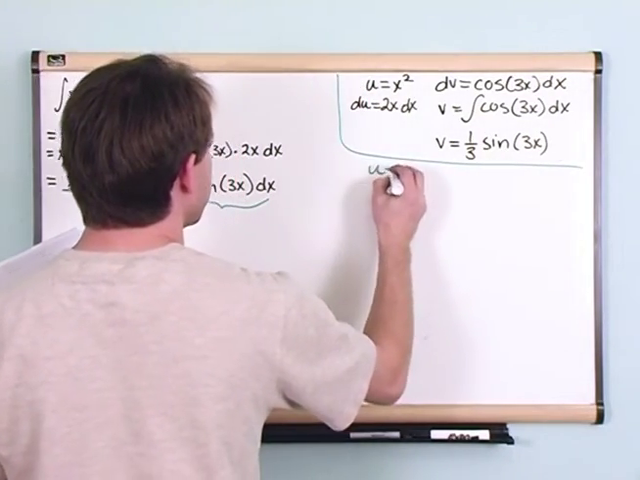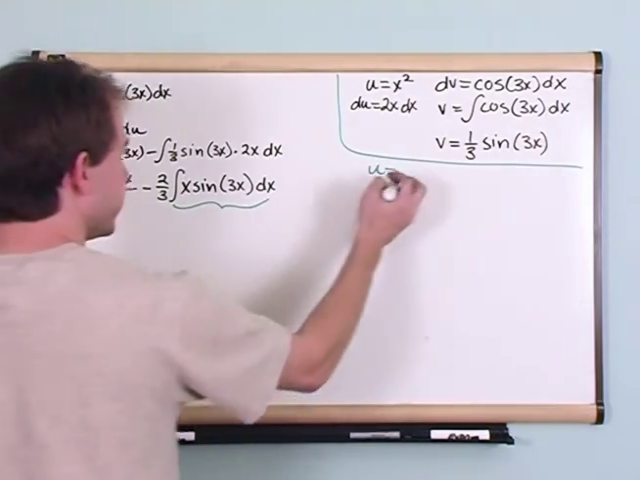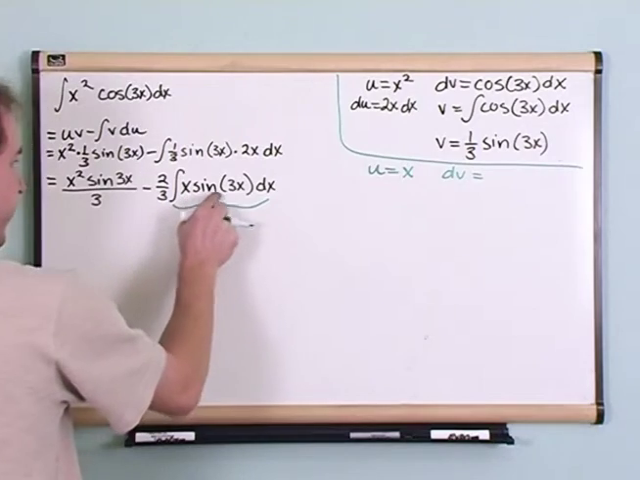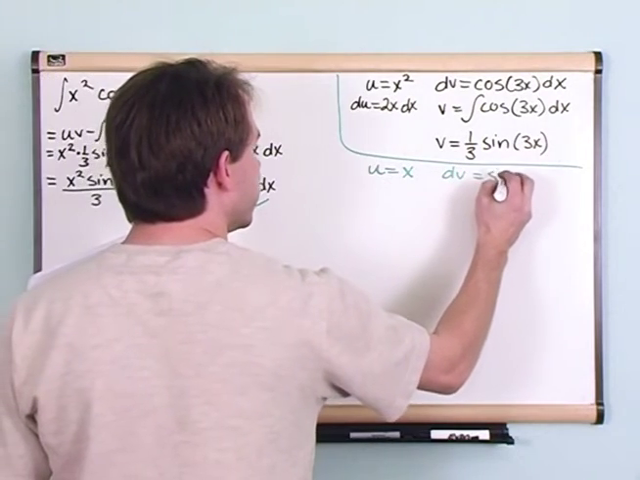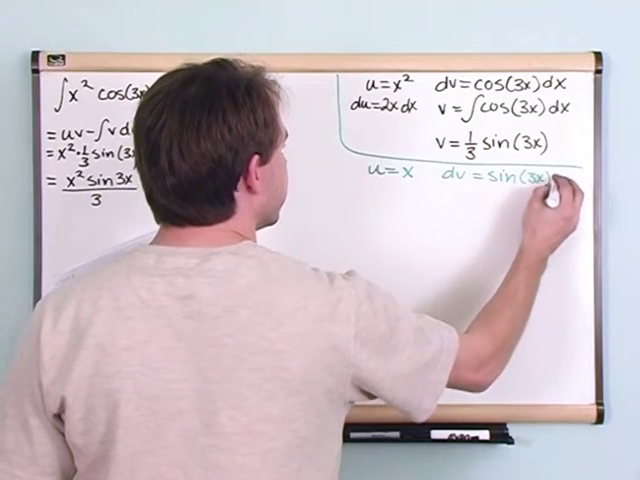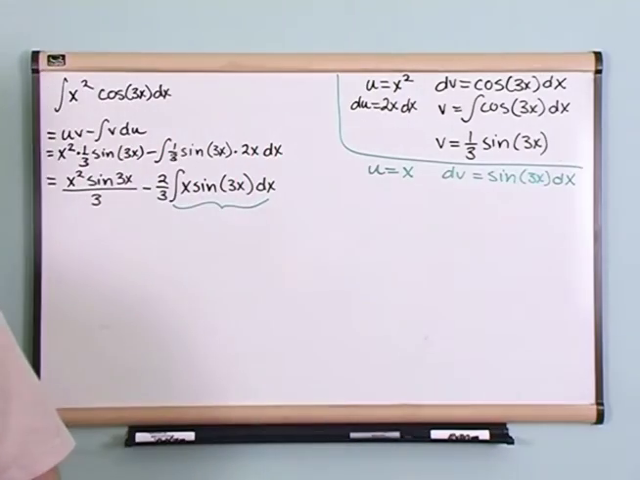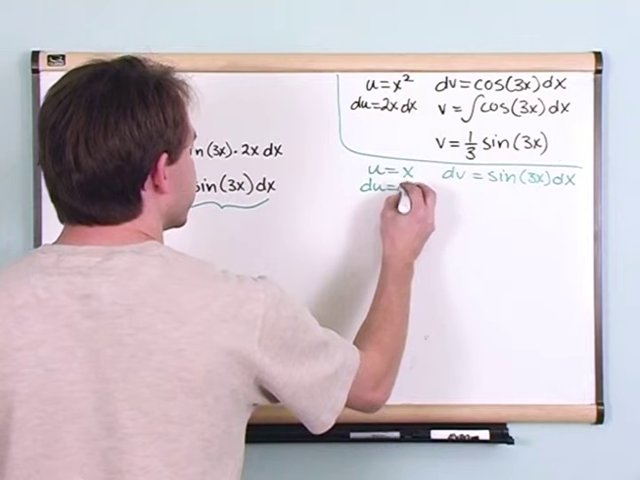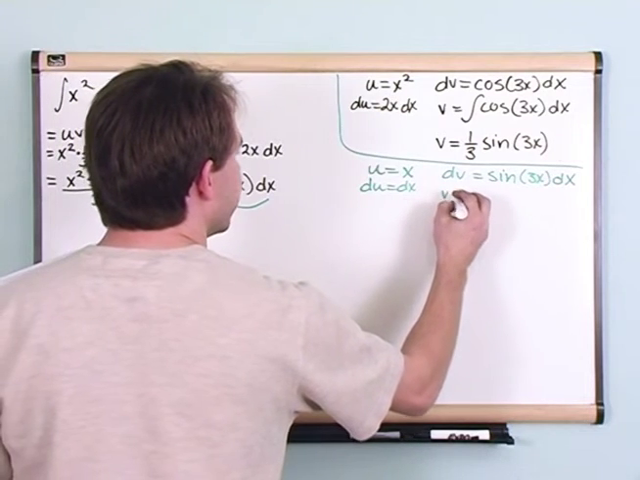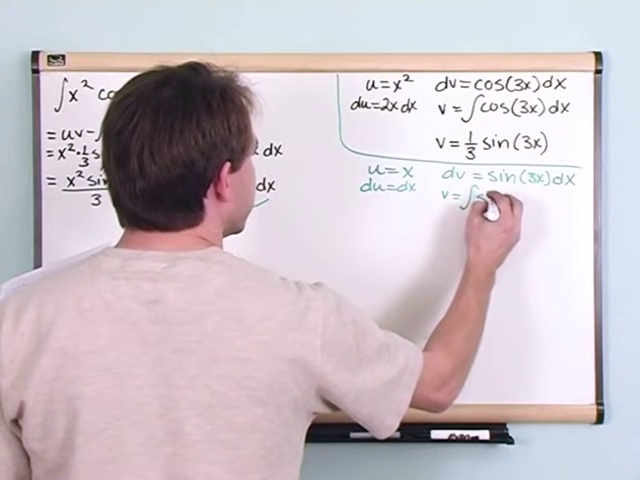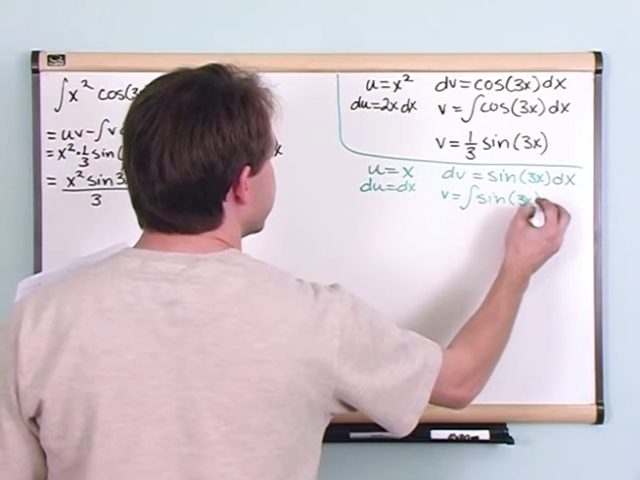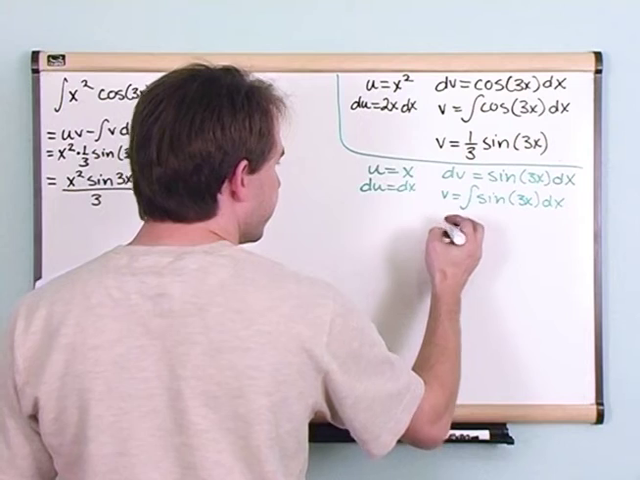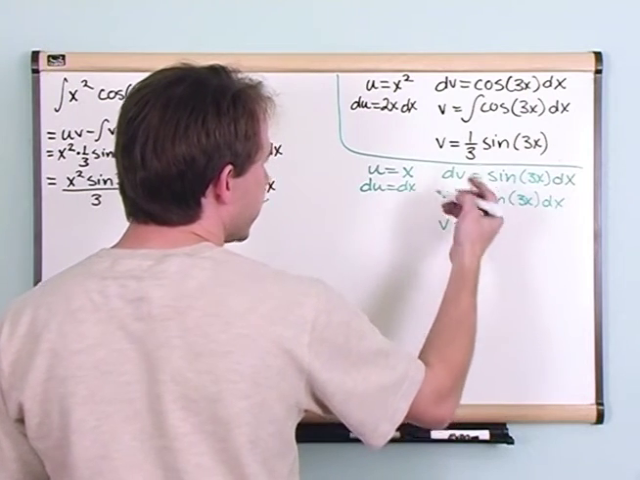I'm going to set u equal to, what do you set it to? X, just like we did before. dv, I'm going to set equal to whatever's left over, which is sine of 3x dx. Okay? So then now I've got du is equal to dx, right? And v is just equal to the integral of sine of 3x dx. And again, this integration you should be able to do by substitution, and we've done it before.